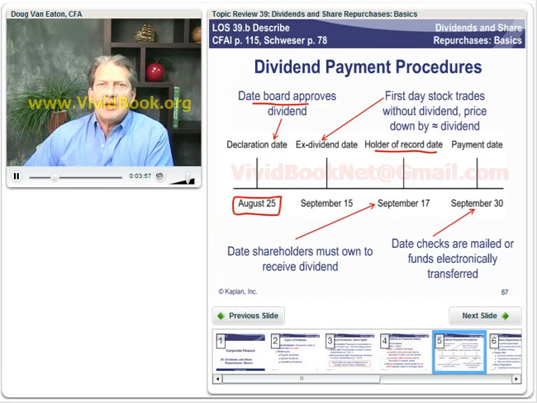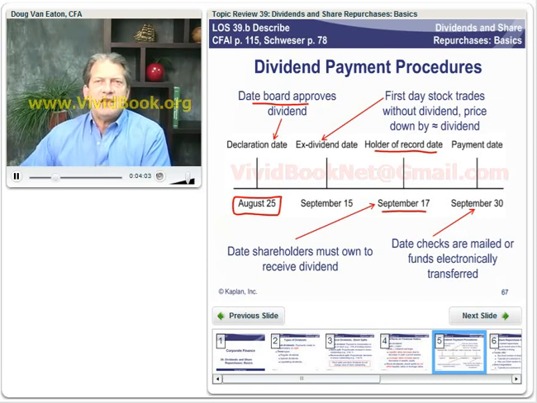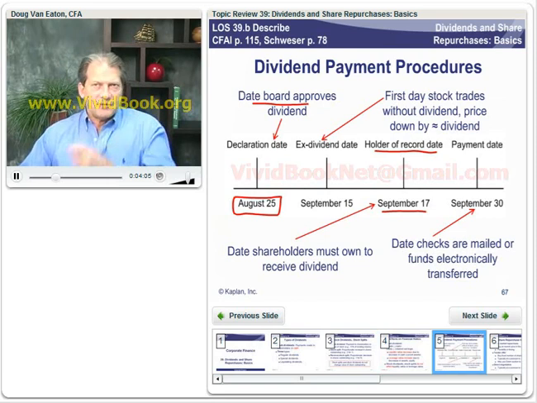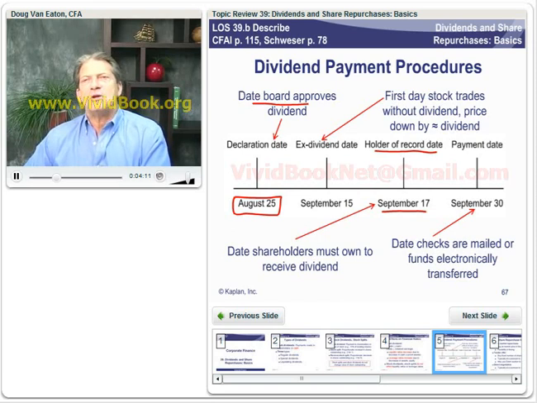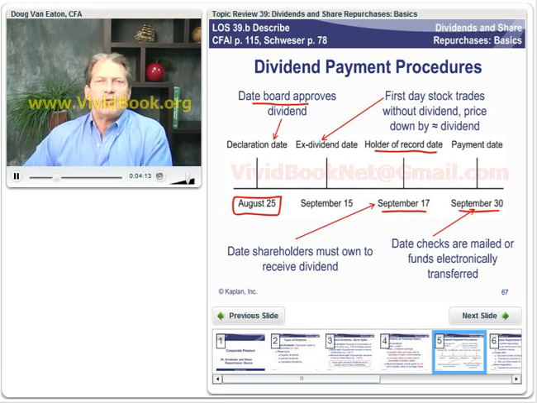So in our example here, that's going to be September 17th. And the payment date can be any period away. It's usually fairly close to that. Here we have it on September 30th. So that's the date the payment's going to be credited to your account or mailed out.